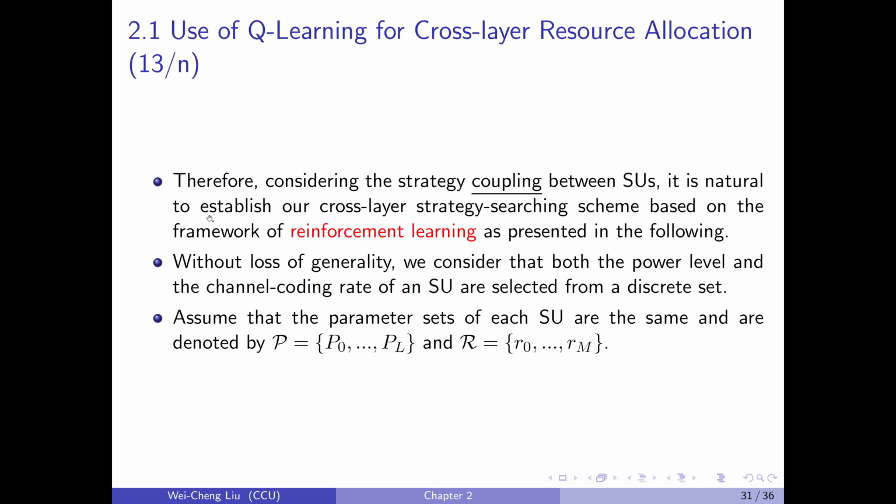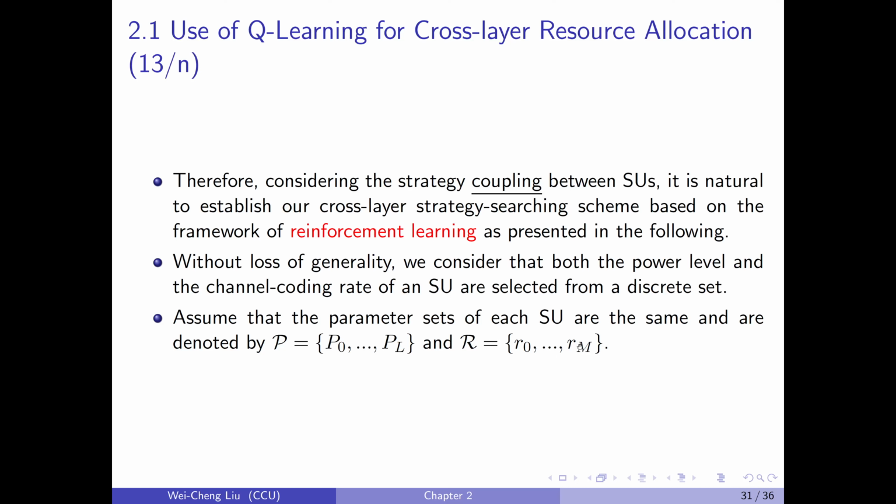It is natural to establish our cross-layer strategy searching scheme based on the framework of reinforcement learning as presented in the following. Without loss of generality, we consider that both the power level and the channel coding rate of a secondary user are selected from a discrete set. Okay, assume that the parameter sets of each secondary user are the same and are denoted by P. Okay, P is equal to P0 to PL, and R is equal to small r0 to small rn.